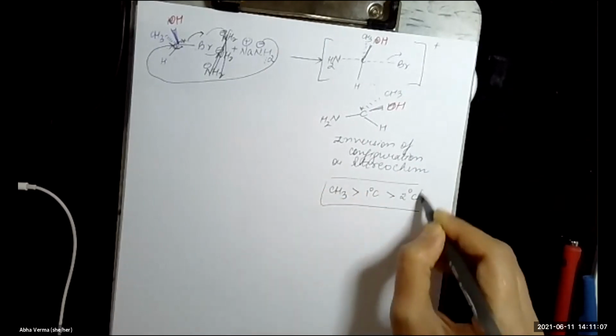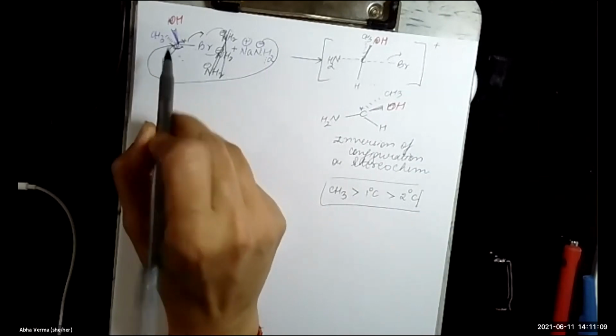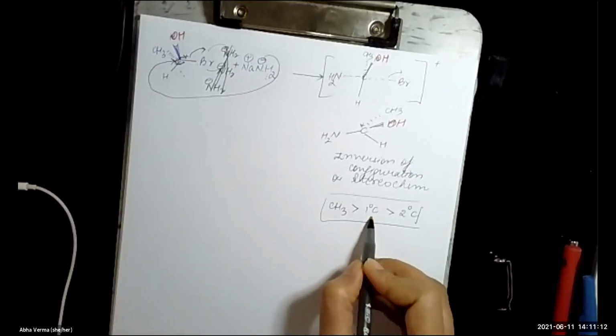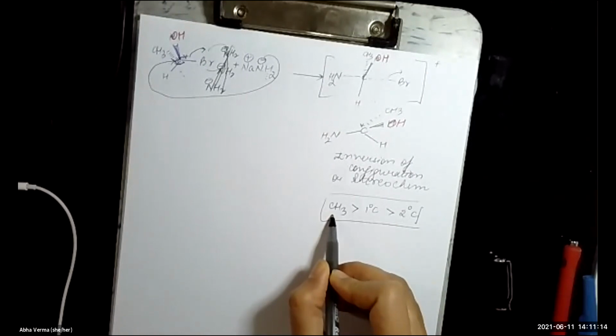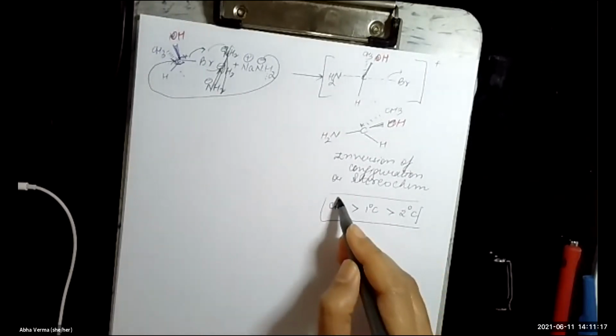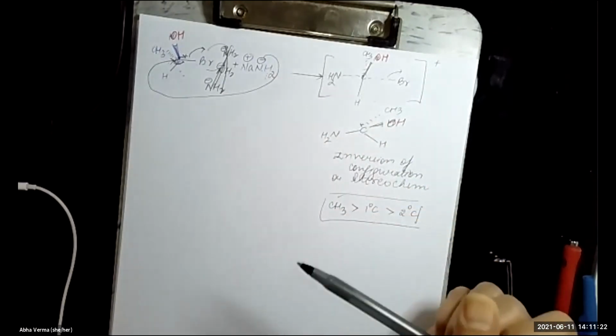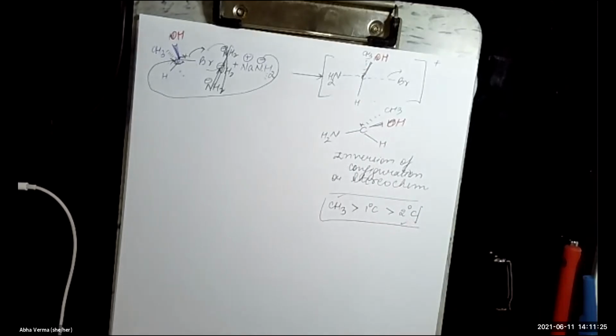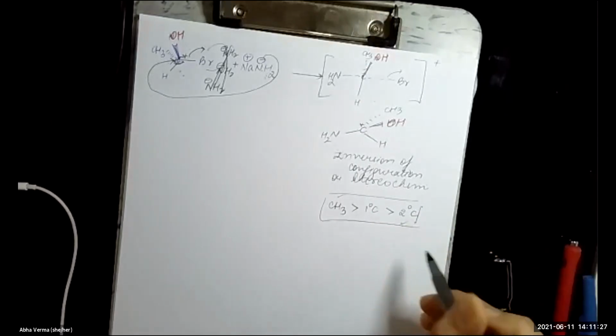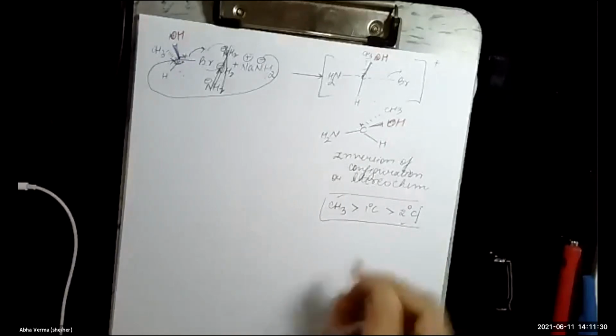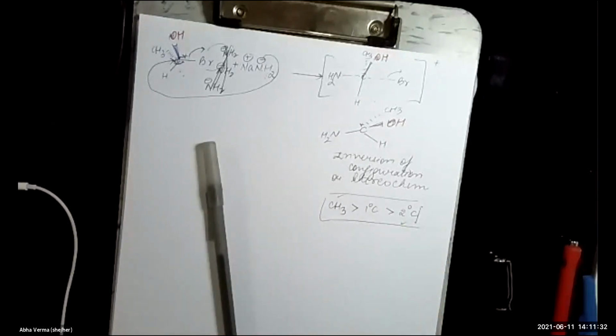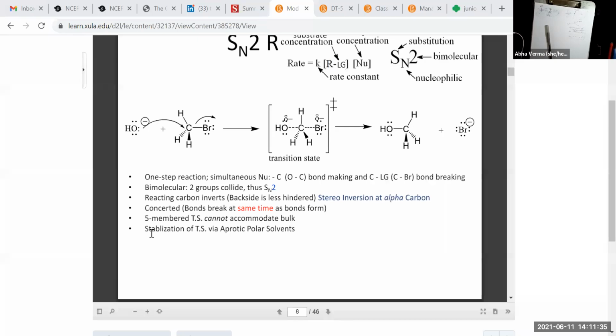So this substrate that we are talking about should either be a primary substrate or a secondary substrate, or just a methyl substrate would do. The best is methyl because least bulk will be present. And it can still work with the secondary carbon. So bulk is a big problem for SN2 reactions. Another thing that this transition state needs is aprotic polar solvents.